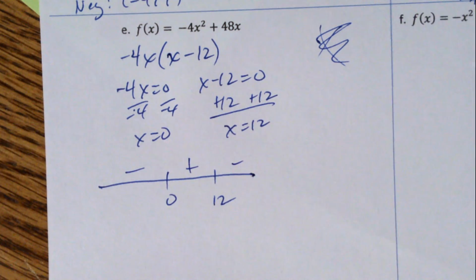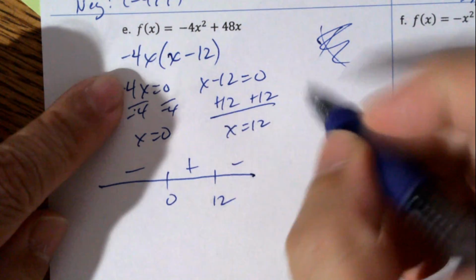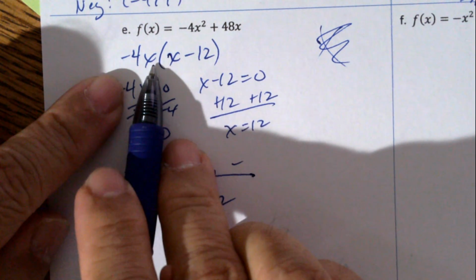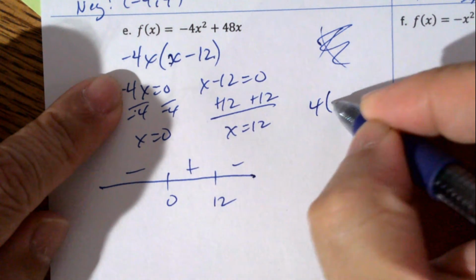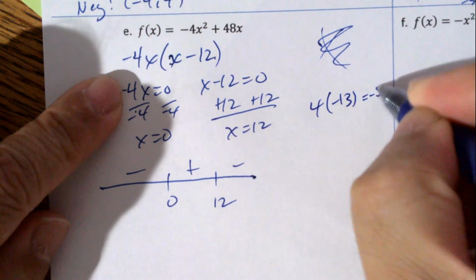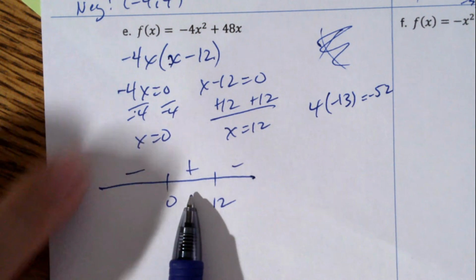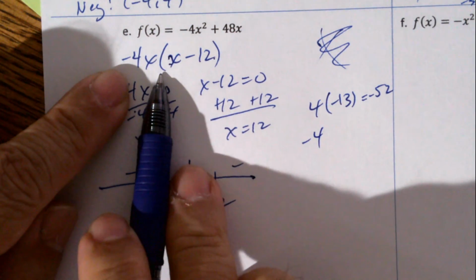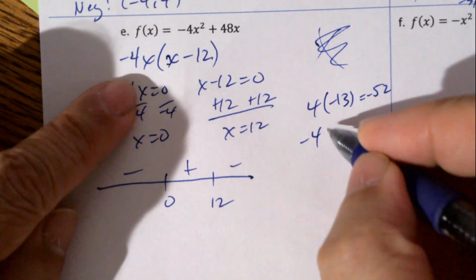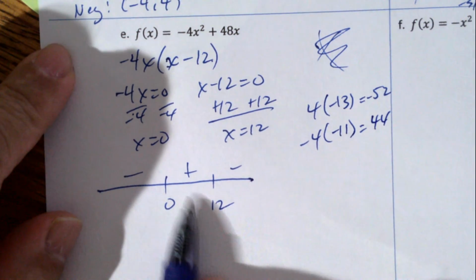If you want to verify this, pick a number left of 0, right? So say negative 1. So it's going to be negative 4 times negative 1, which is positive 4. And then negative 1 minus 12 is negative 13. So that gives me negative 52. So it's negative. Plug in a number between 0 and 12, say 1. So it's going to be negative 4 times 1, which is negative 4. Then 1 minus 12 is negative 11. So that's positive 44. So it's positive.